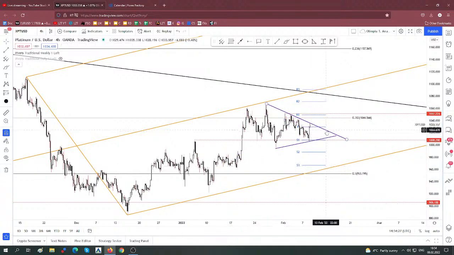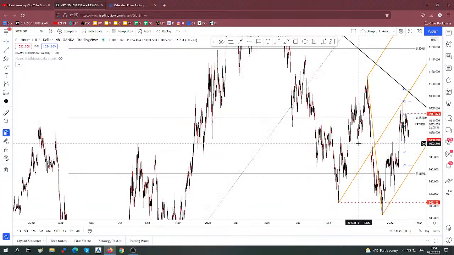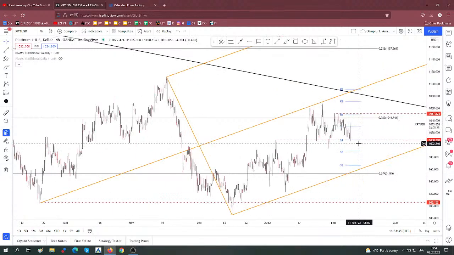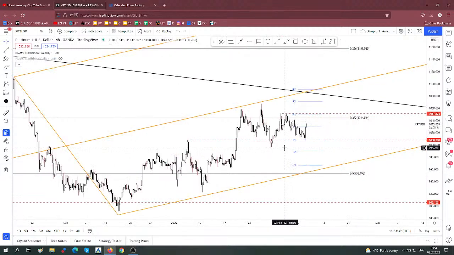But yeah, I don't know, it's risky right now. It seems that the upside pressure is strong. But I don't know if I want to buy it here, because I will have to place my stop loss here, and target here. I don't know if it's a good trade. No, personally I'll wait on this market.